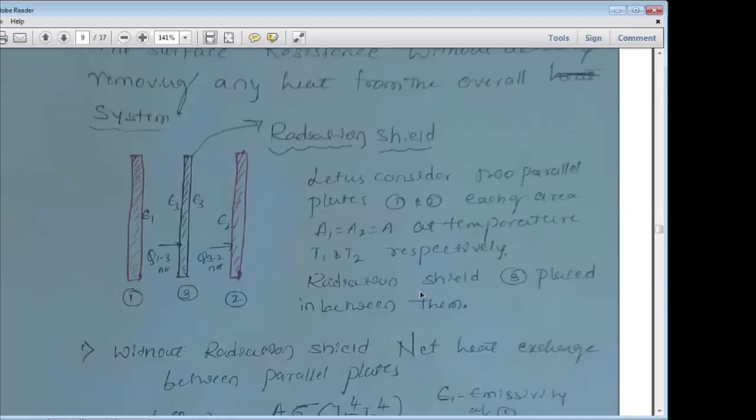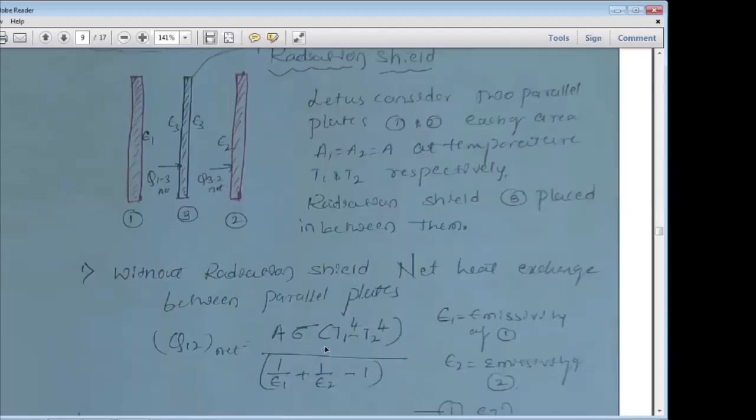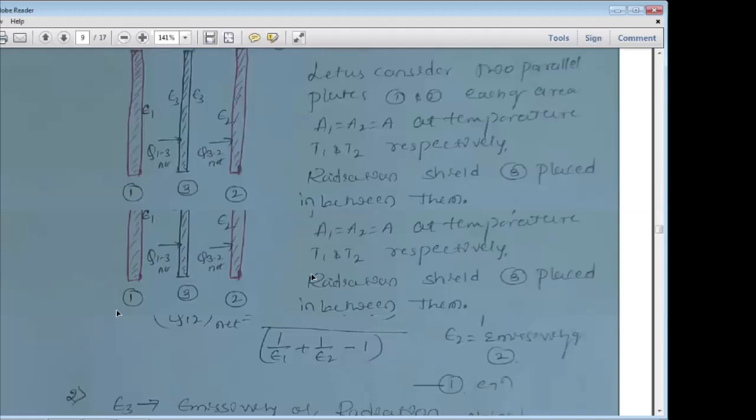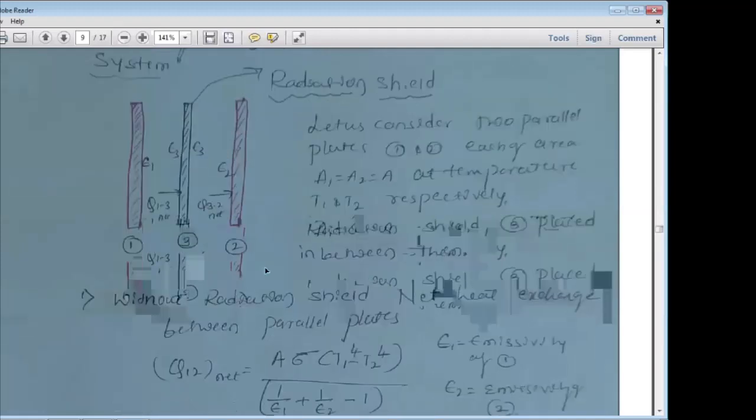Then radiation shield 3 is placed in between them. For what purpose? To reduce, not avoid, the heat transfer between plates 1 and 2. So that is called a radiation shield. 3 is the radiation shield. Suppose it is not there, without a radiation shield, how will the heat transfer take place from 1 to 2?